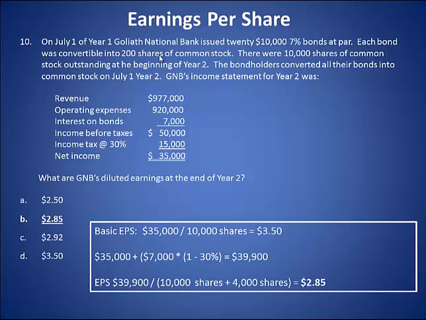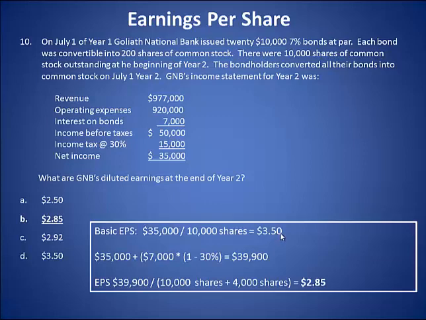Okay, we're asked in this case for number 10, what are GNB's diluted earnings at the end of year 2? And the answer is B, $2.85. And here's how we come up with that calculation. First of all, the basic earnings per share is the net income divided by 10,000 shares, and that would be $3.50 per share.